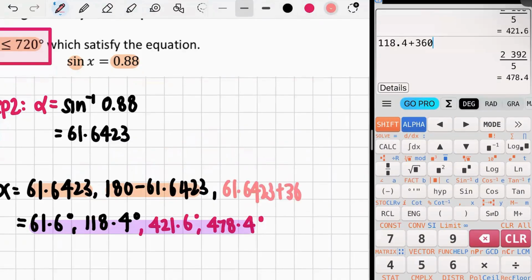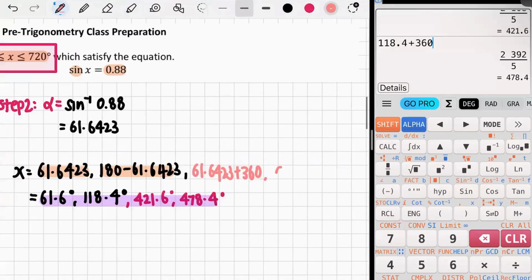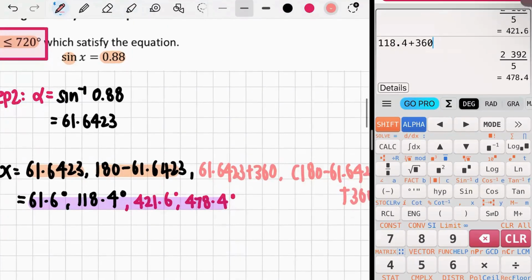61.6423 plus 360. That's one more, right? This one here is 180 minus 61.6423, then plus 360. That's how you end up here. This one over here, just help me to bracket 1 decimal place.